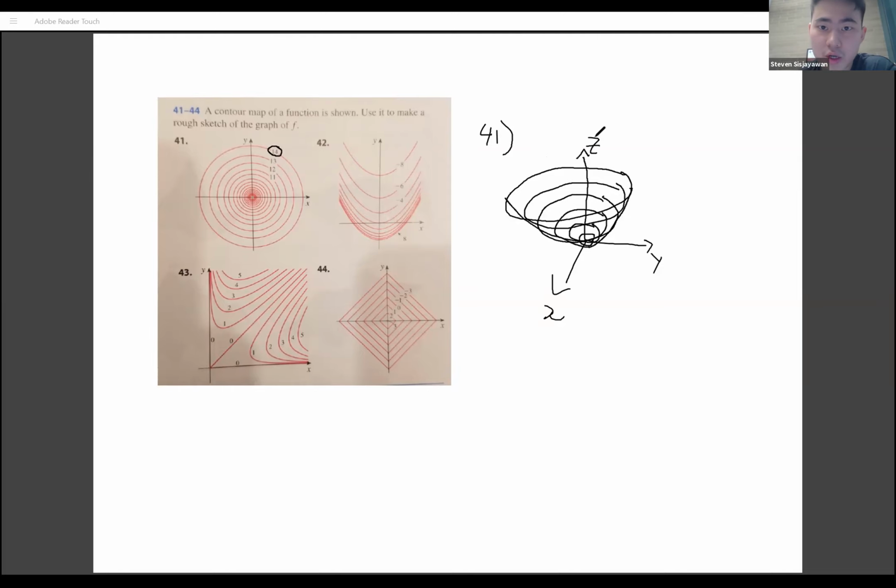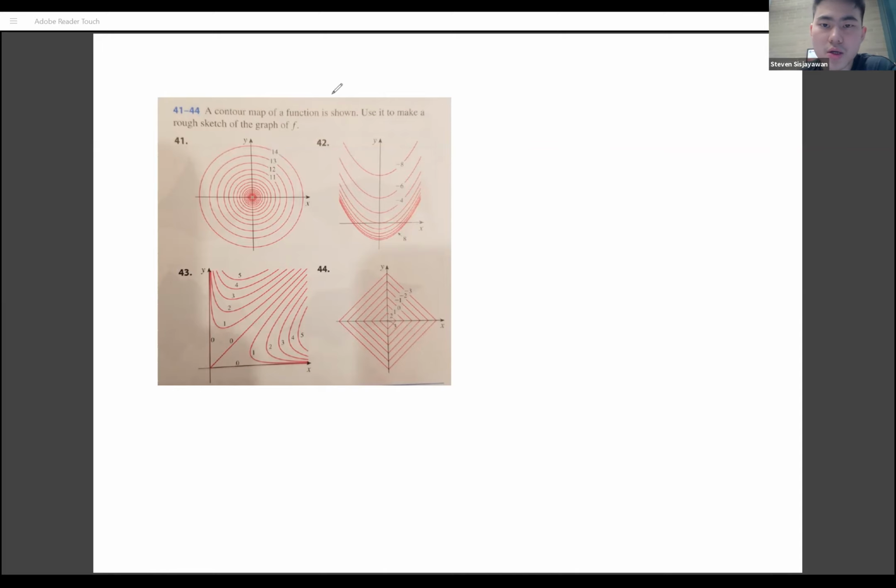All right, so let's look at 42 now. Yeah, this should also be in the homework. So you guys should have plenty of practice for this. Let's clear this out. All right, so for 42, again, same thing. What we could say is that, let's start off by drawing an axis. 42, so we have x, we have y, and we have z. All right, okay.